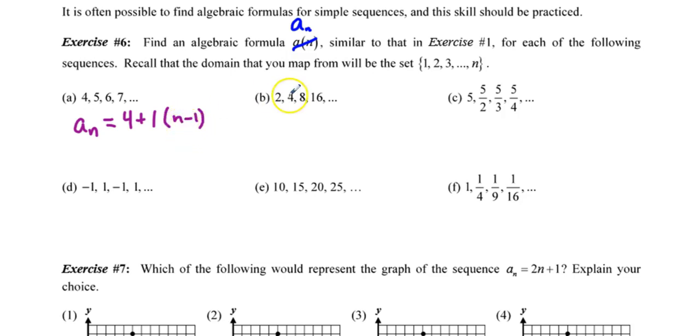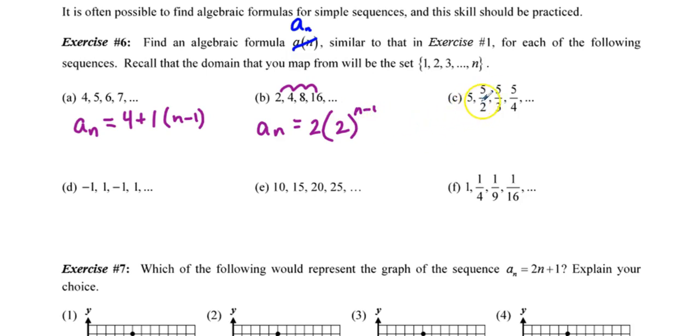Okay? This one is a pattern of multiplying by 2. So I'll start with 2, that's the starting amount, and I'll multiply by 2. It kind of looks like an exponential function. But I'm going to multiply 2 by 2 n minus 1 amount of times, right? Because if I want to get to the fourth term, I would have multiplied by 2 1, 2, 3 times. So it needs to be 1 less than the term number.